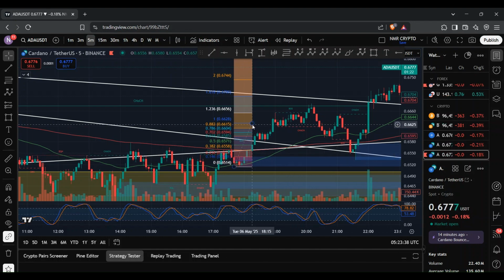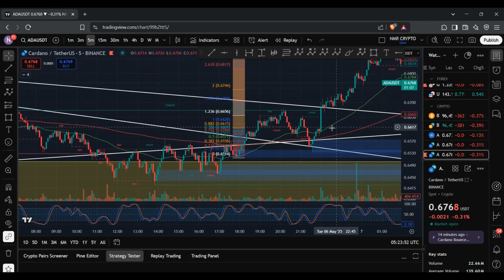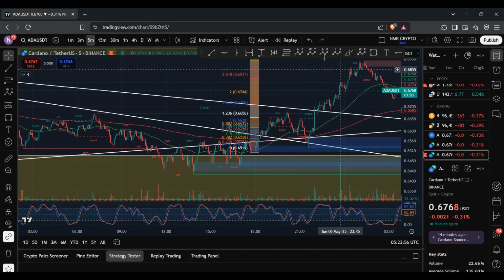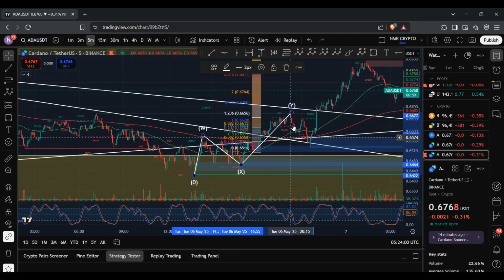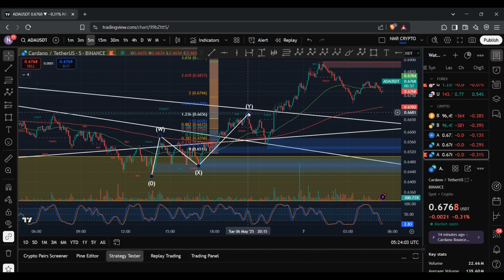And the reason being is because for this move to be impulsive, the wave 3 needs to reach the 1.618 retracement level at 67 cents. However, we failed to reach that level, and instead we ended up extending beyond the 1.236 retracement level. And so, in other words, we ended up having a WXY structure to the upside to then complete a WXY structure like so.